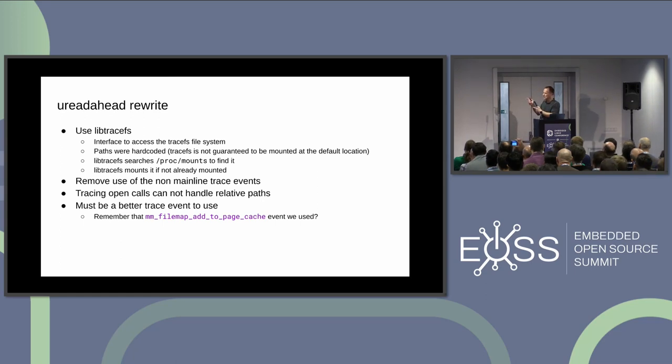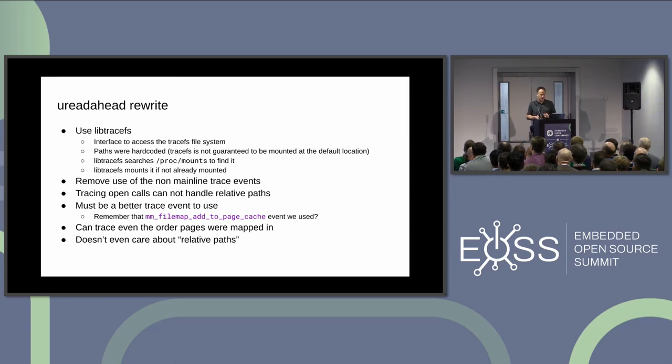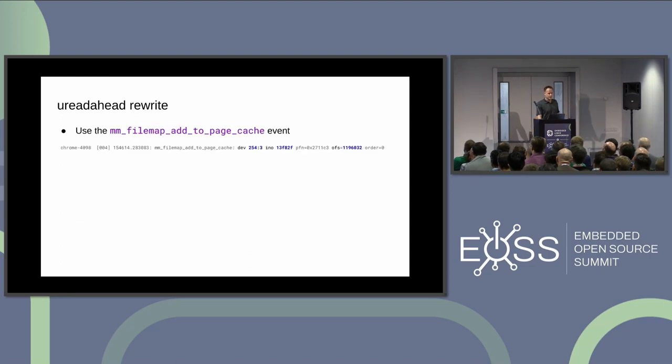That trace event with a name you can't say because it's too long. It traces the order of when things get pulled in. So now I actually could use this trace event and even know when in time in the boot up this page went from disk up into the page cache. Doesn't even care about relative paths. So how did I do this?